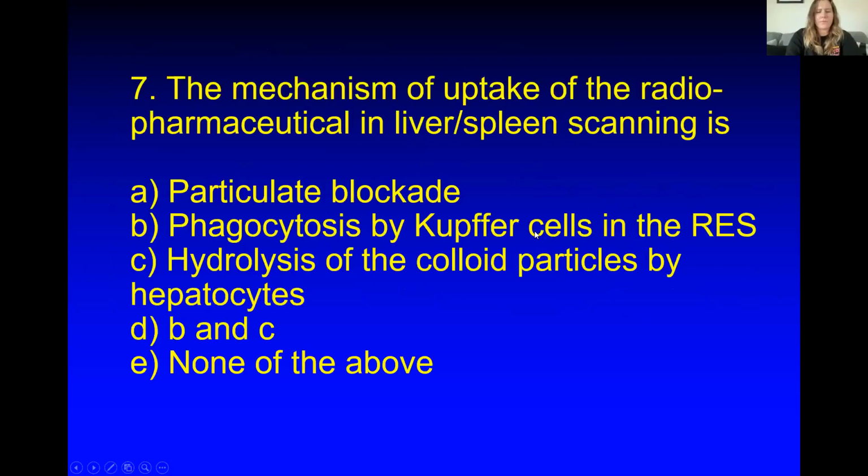Okay. Mechanism of uptake of sulfur colloid in liver spleen scanning is B. Which one is it, B? Yeah. Do you like C also or not?